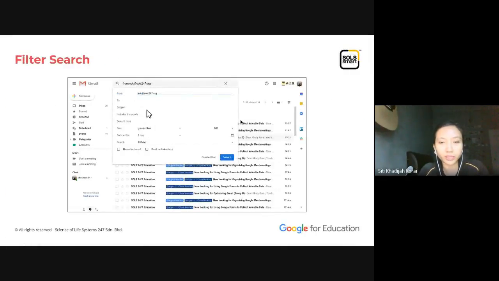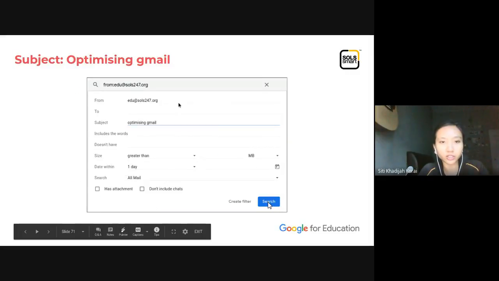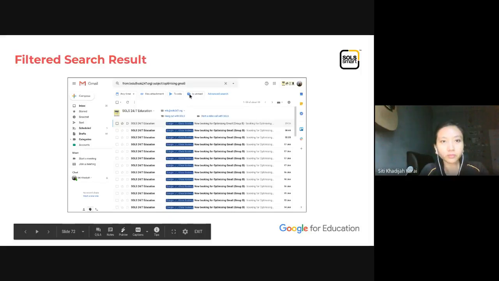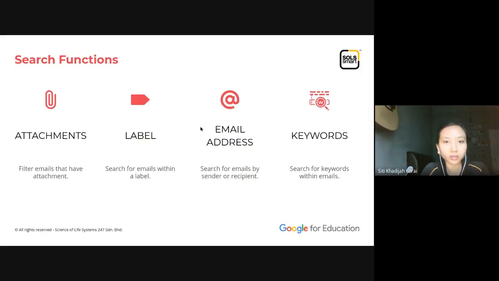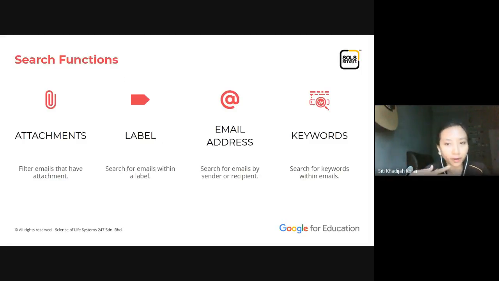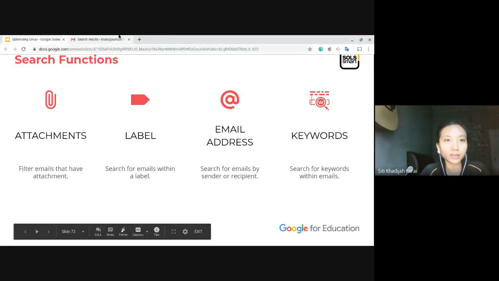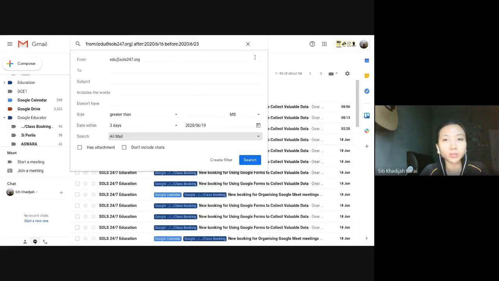That is two for the advanced search. You can filter, or you can just search normally. Here is the result. Here you can search based on the attachment, based on the labeling, and by email address, either to or from, and also for any keywords. Let me show you the keyword part as well.